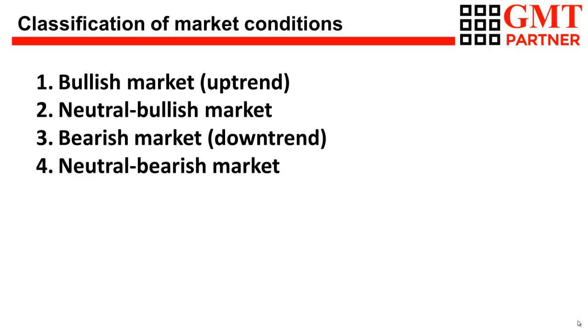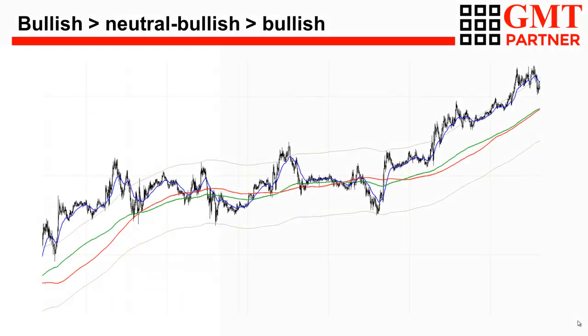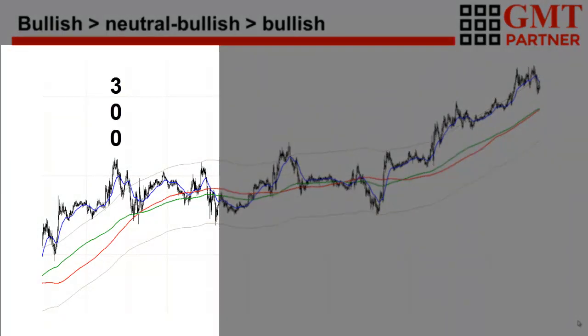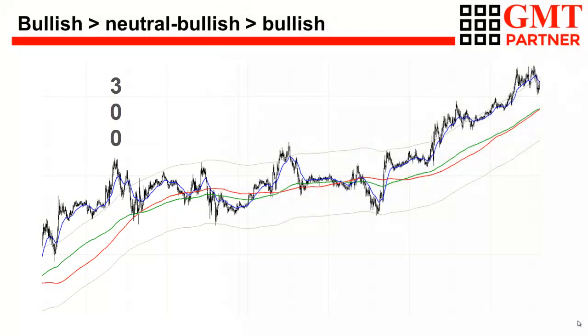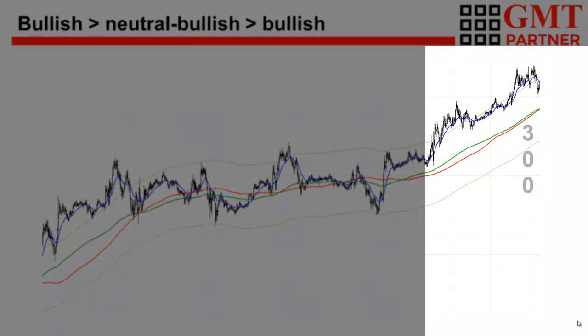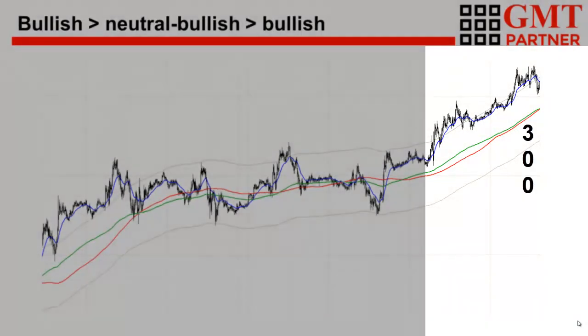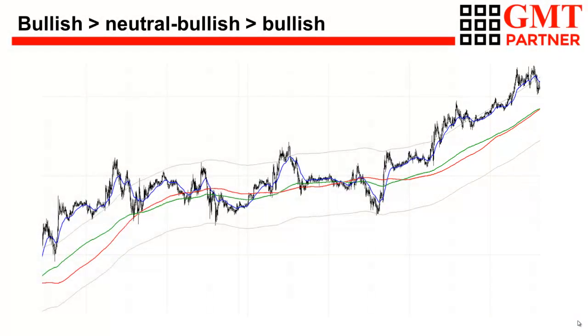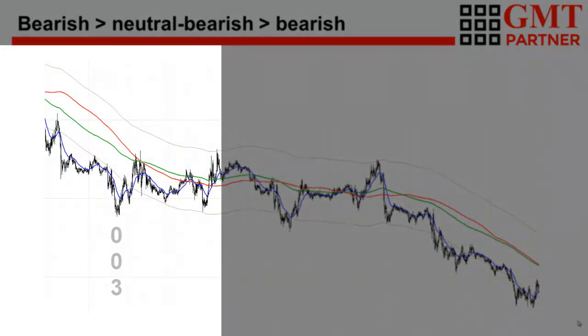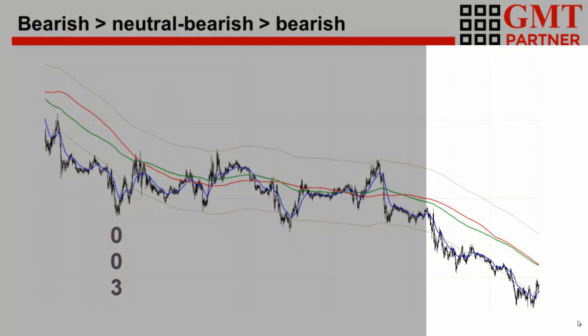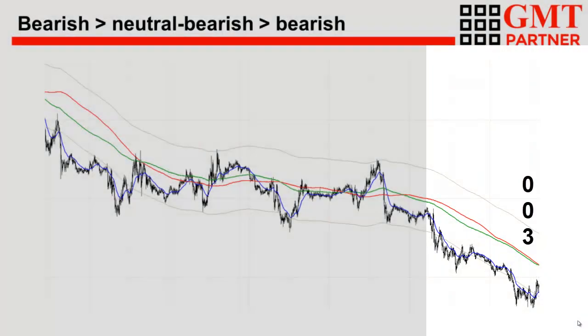For example, in an uptrend, the balance of power of market participants can be expressed as follows: 3-0-0. This form of displaying the balance of power indicates that the strength of the bulls is estimated at 3 points out of 3 possible. The strength of bears and neutral market participants in this example is estimated at 0.